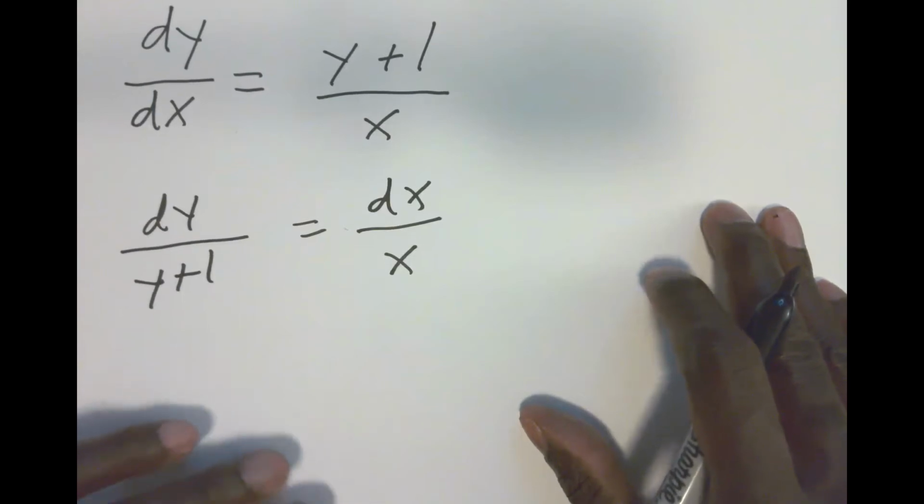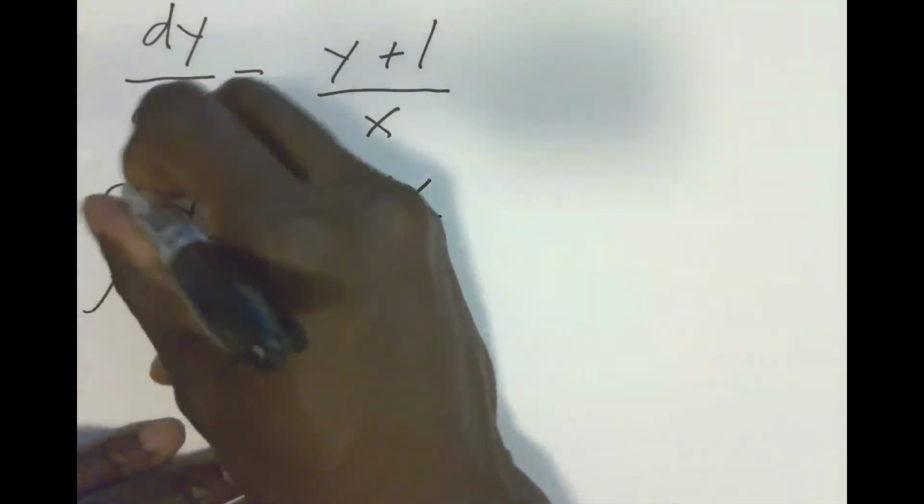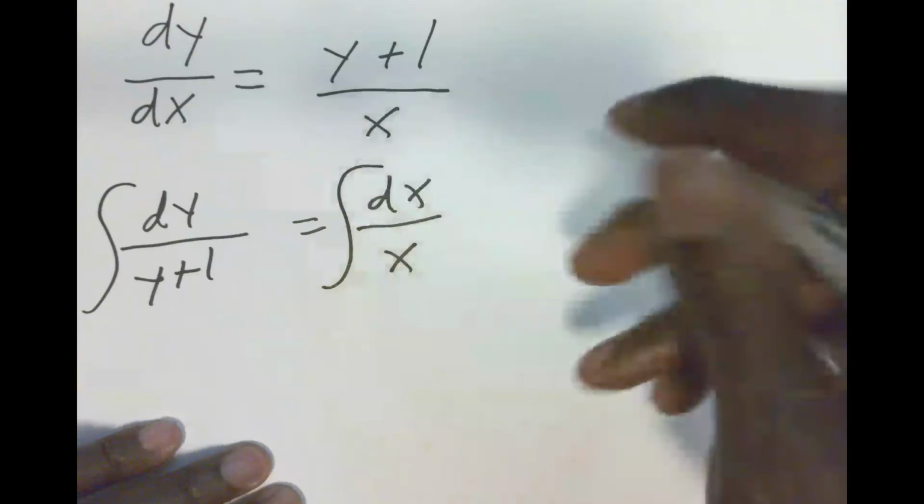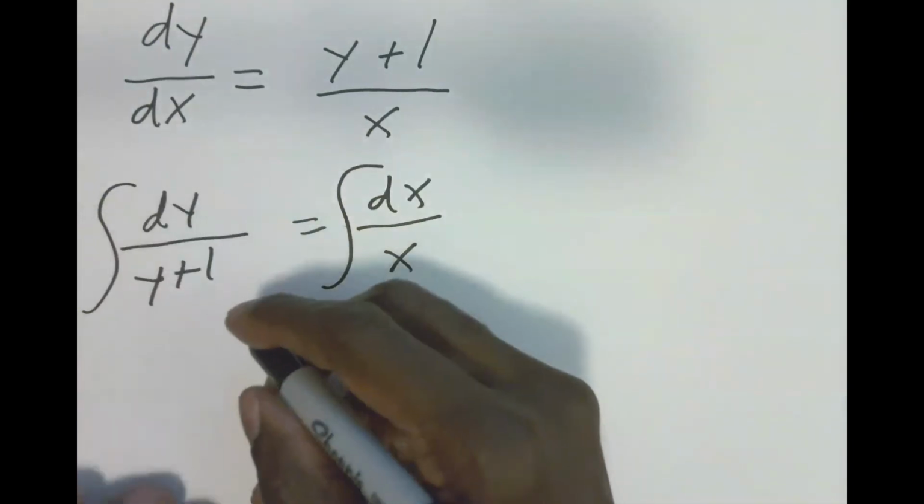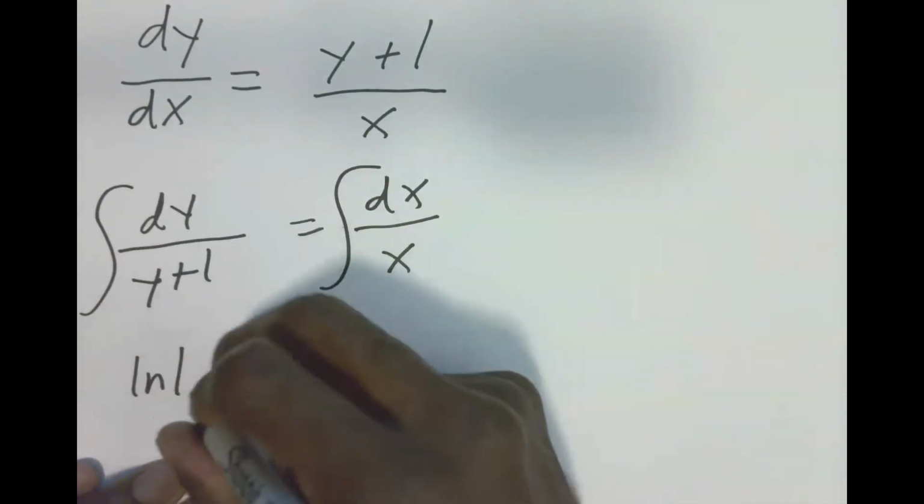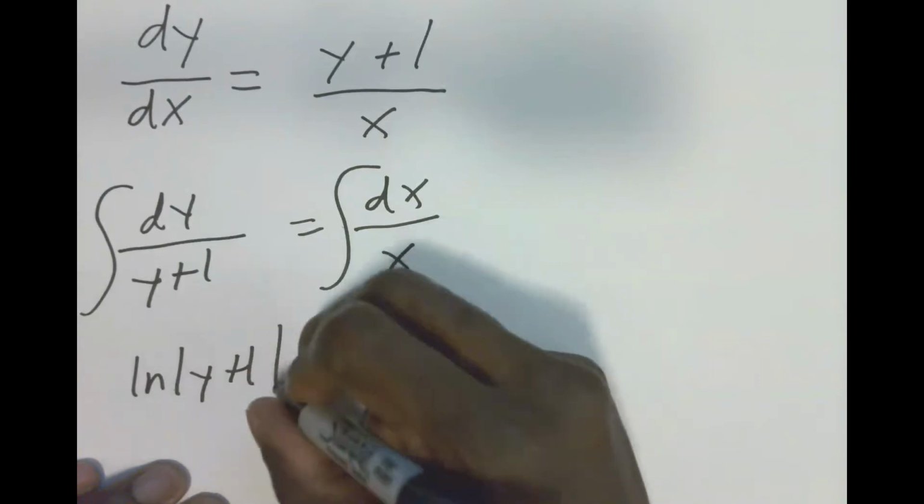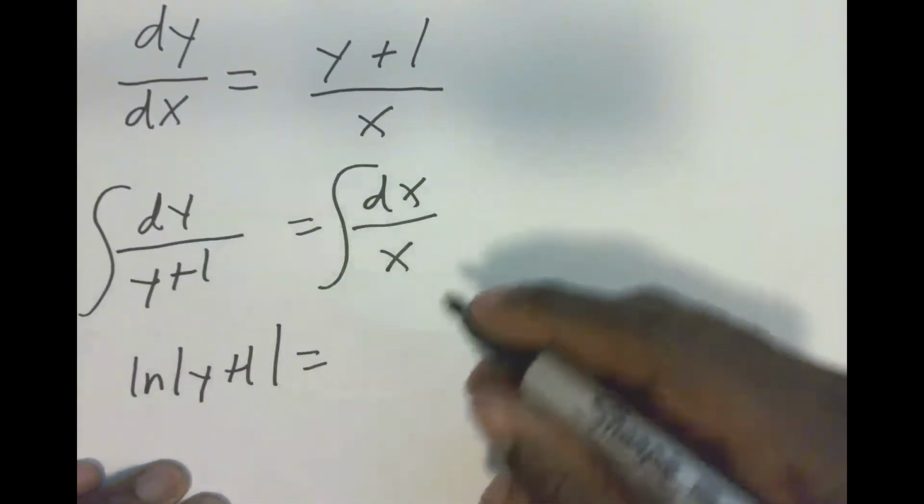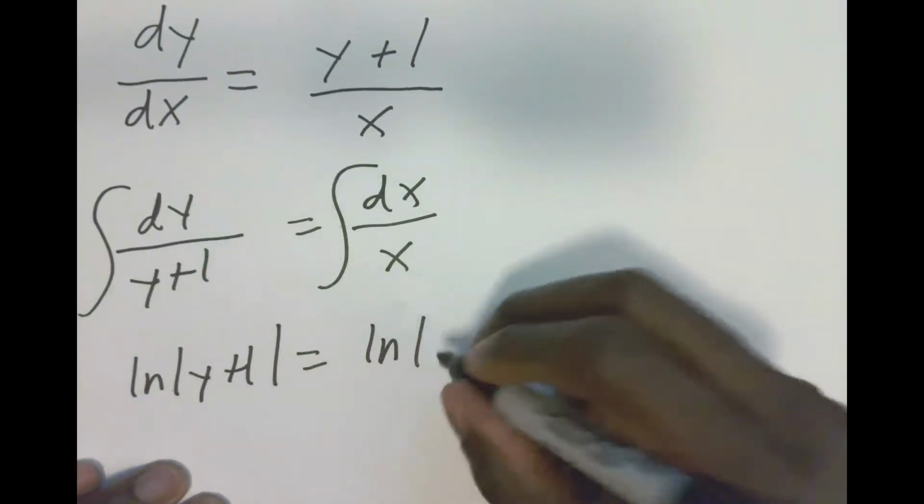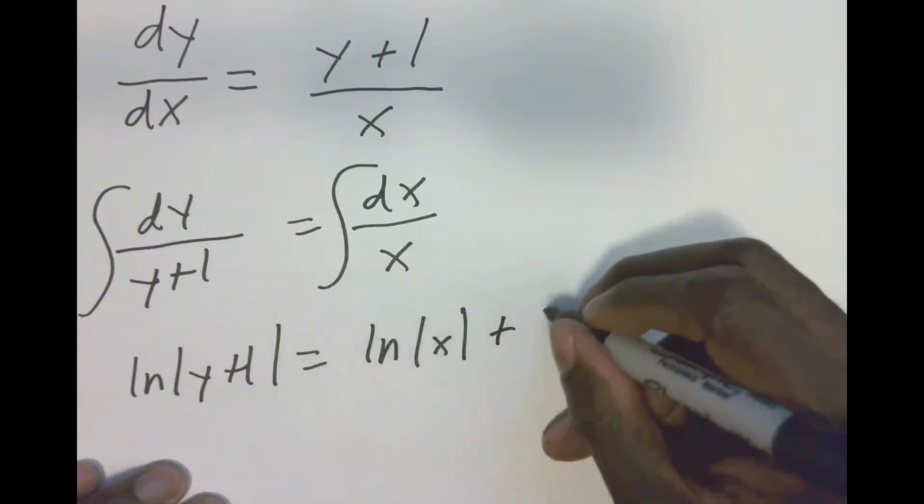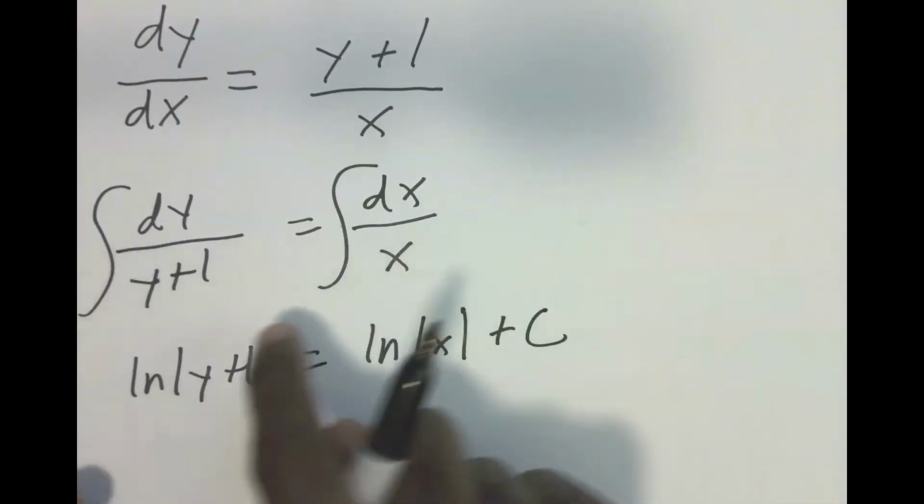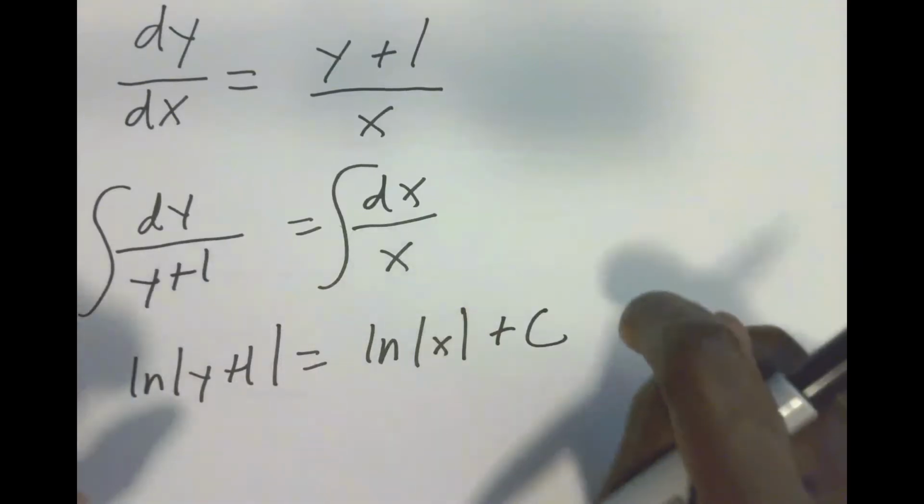And then the second step is to integrate. So now we're going to integrate. And dy over y plus 1 is ln |y plus 1|. And dx over x is ln |x| plus some constant. Of course, when we integrate, there's a constant here and a constant there.